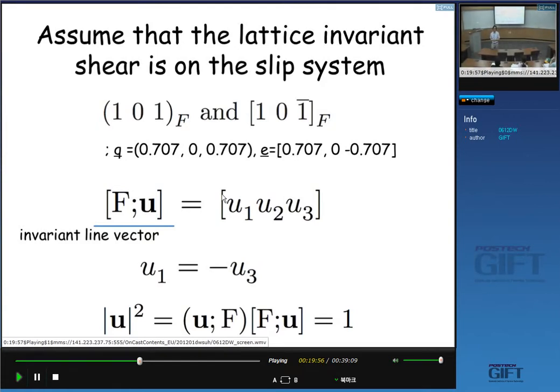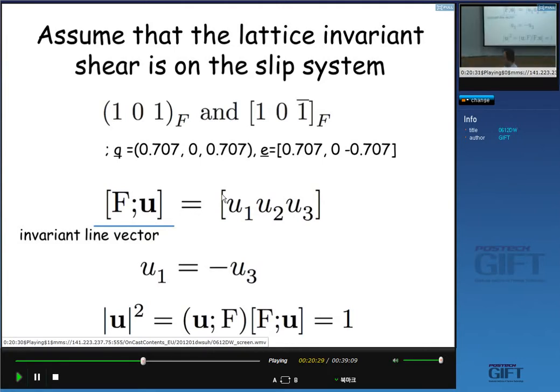But the selection of slip system is not that diverse. So it may not take long, repeated trial and error. Anyway, if we have the right slip system, it will give the right habit plane, which is observed during the experiment.